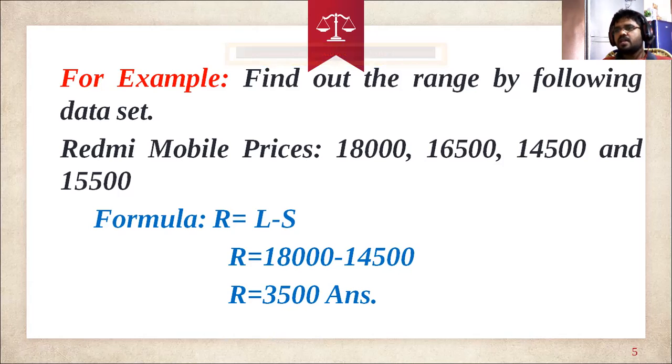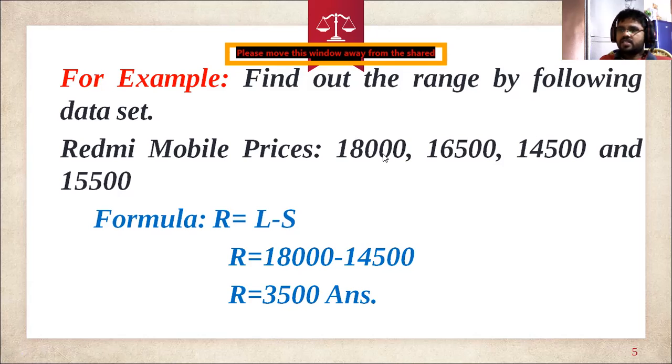That is 4,000. But in our data, the highest value is 18,000 and the smallest value is 14,500. The range is the largest value minus the smallest value. Largest value is 18,000, smallest value is 14,500. The range is 3,500 rupees. Nothing but the difference between the two mobile prices, that is 3,500. Okay.